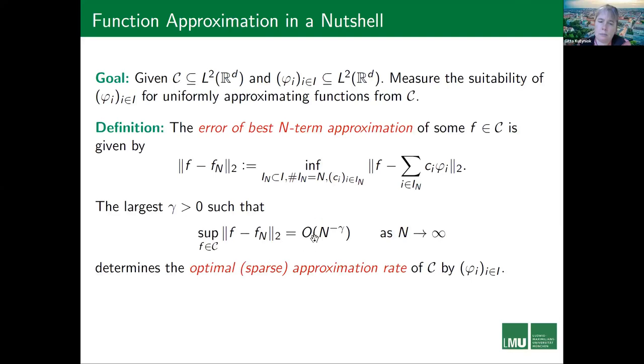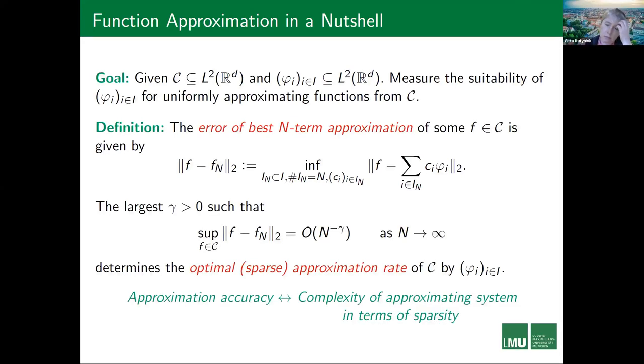So what I would like is that this behaves like O of n to the minus gamma. And the larger gamma, the better, because then with very few terms, I can already approximate my f with very high accuracy. So that's the approximation rate. What this basically does is it sets into relation, on the one hand, the approximation accuracy, so this error, to the complexity of the approximating system in terms of sparsity, because what you aim for here is very few terms. You would like with a very small n to get already a very small error. So that's, in a nutshell, one main goal.